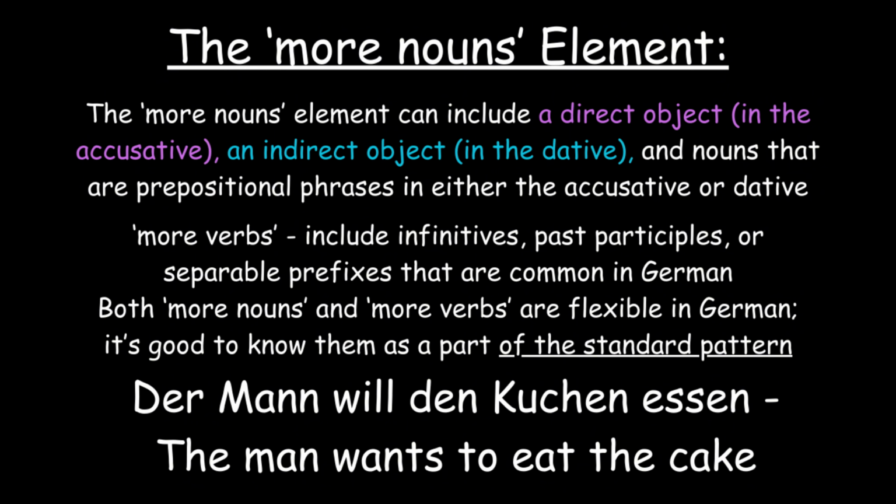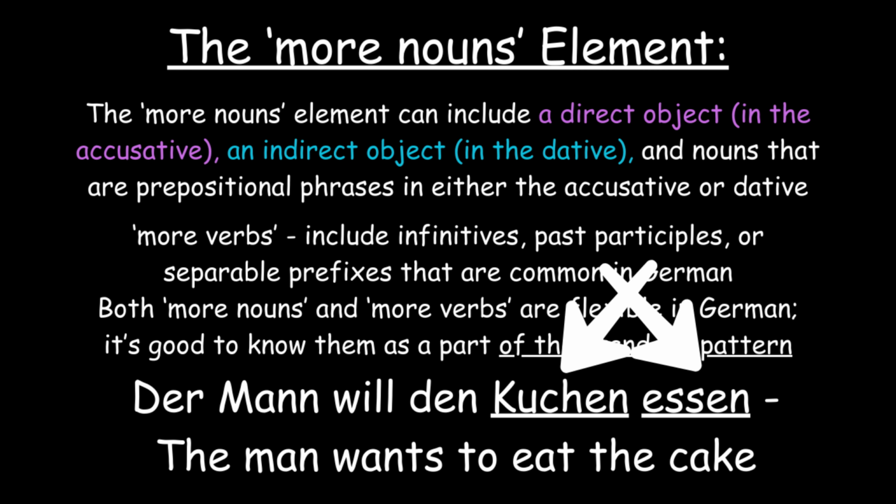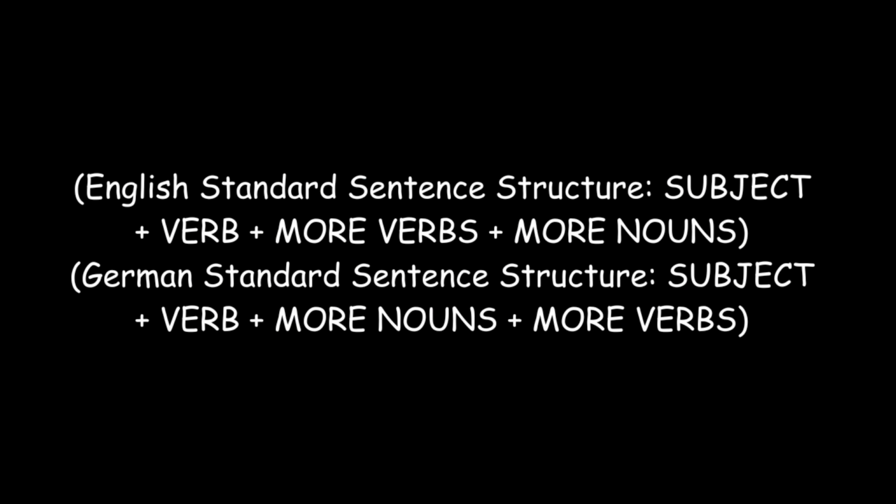The man wants to eat the cake. Here, the more nouns element of Kuchen and the more verbs element of essen are swapped, because the emphasis is on Kuchen. Nonetheless, the word order is in the standard sentence structure. Essentially, English and German both have the same standard pattern, but German can switch the order of more nouns and more verbs, which is a crucial difference. Overall, this is how sentence structure and word order work in German.